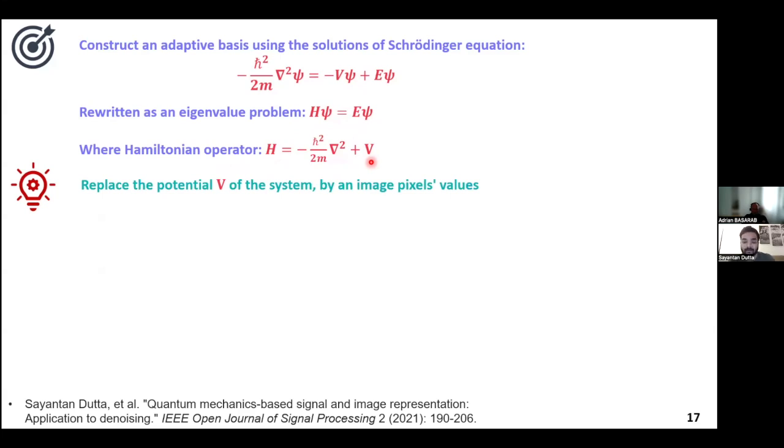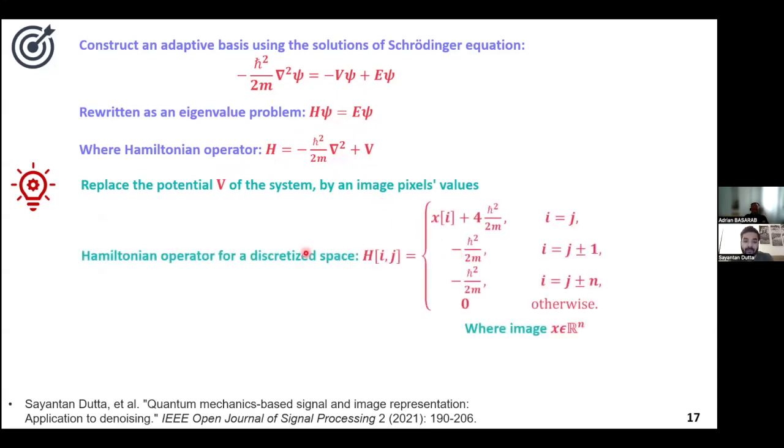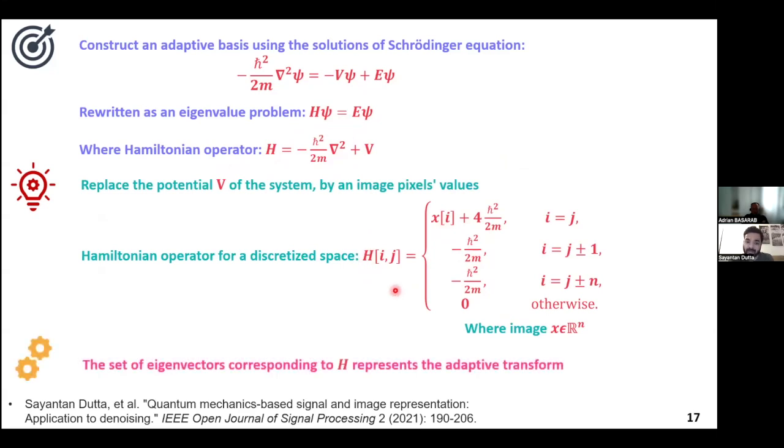Since images are discrete in nature, we discretize the Hamiltonian, and we have the discretized Hamiltonian like this, where x_i represents the pixel value for every individual pixel. Now we construct the Hamiltonian operator, and then we calculate the set of eigenvectors of the Hamiltonian operator H. This set of eigenvectors gives us the adaptive transformation, and we use it for image decomposition, just like linear filtering. So instead of using a Fourier transformation, we are using this adaptive transformation for the filtering of the image or the signal. That is our objective.